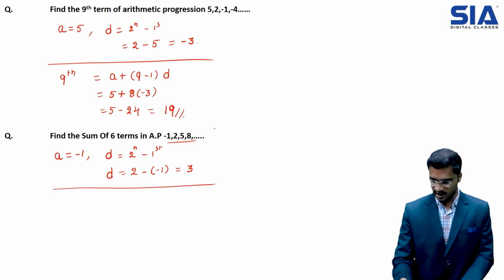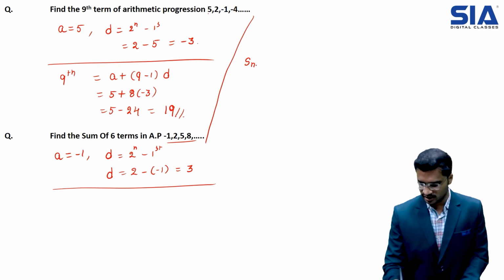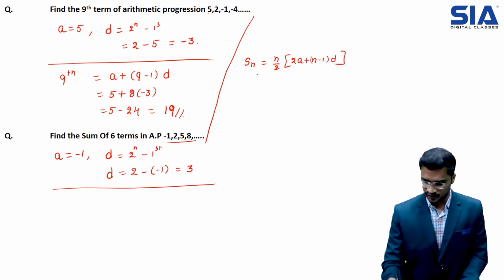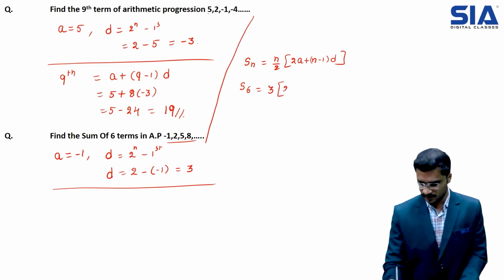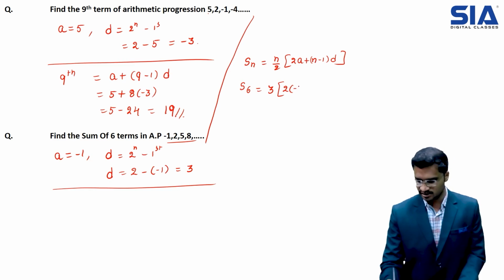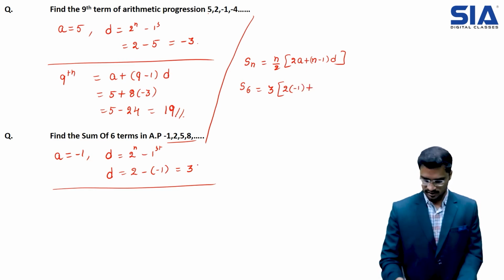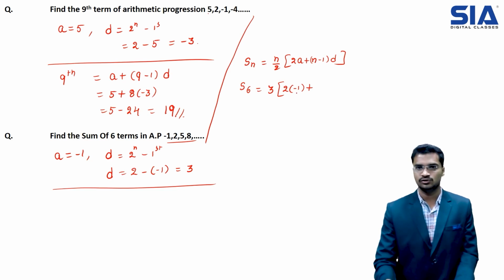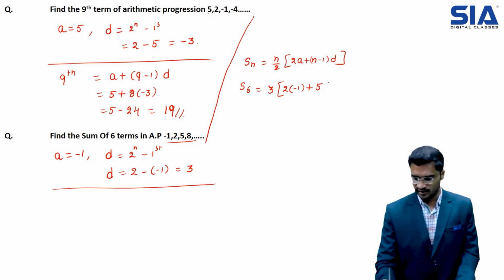What we have to find? We have to find Sn. So we know that Sn is nothing but n by 2 multiplied by 2a plus n minus 1 multiplied by D. So we have to find the sum of the first 6 numbers. So 6 by 2 is 3. 3 multiplied by 2 into the value of a here, which is minus 1, plus n minus 1. The value of n is 6. So 6 minus 1 is 5. The common difference is 3.